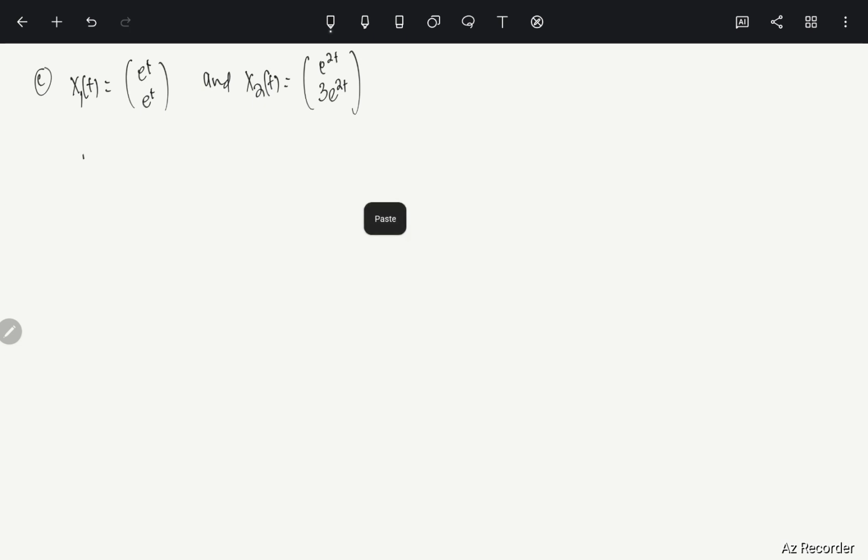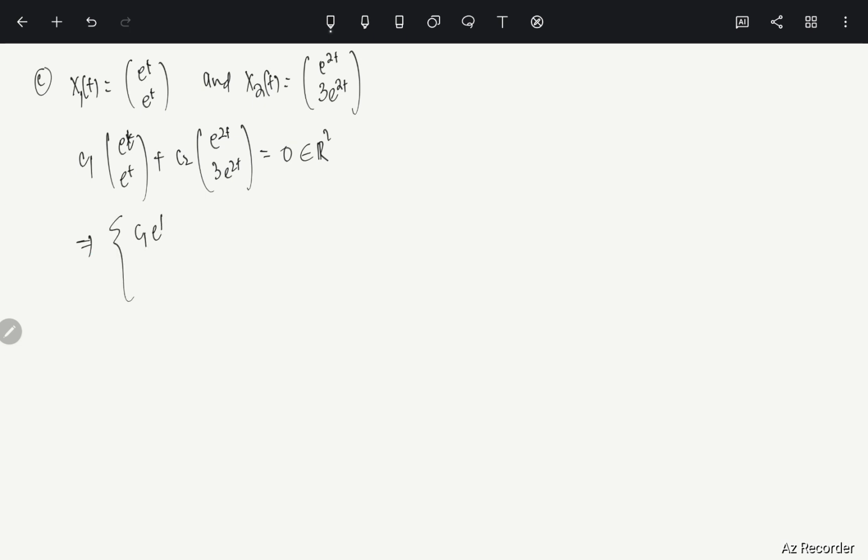So basically c1 times e to the power t, e to the power t, plus c2 times e to the power 2t, and 3 e to the power 2t equals, let's say, 0. You do realize this 0 is in R2, okay, it's a 0 of R2, not like 0 0, right? So this will actually imply two things: c1 e to the power t plus c2 e to the power 2t has to be 0.